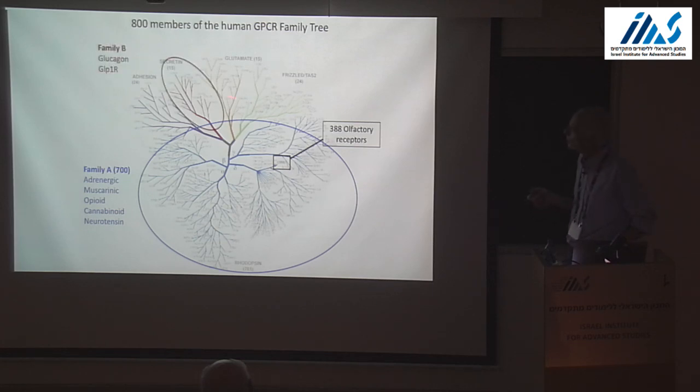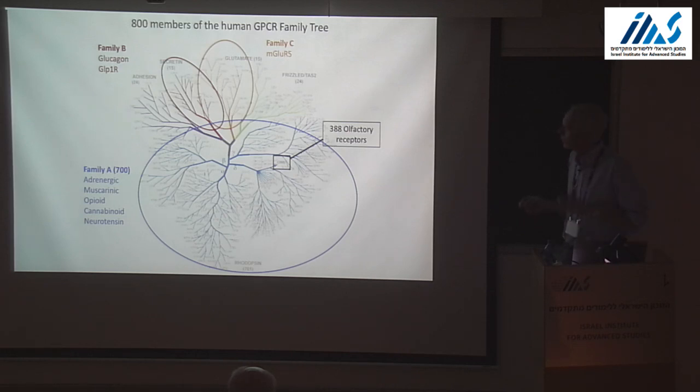And family B, particularly the GLP-1 receptor, and a family C. And what we were looking for were receptors that couple to other G proteins. So there are muscarinics that couple to G11, the Gq family, and opiates and cannabinoids couple to Gi. And neurotensin couples to both Gi and Gq.